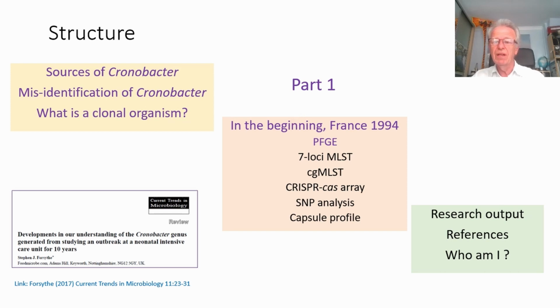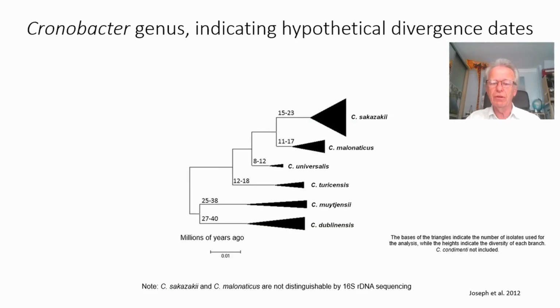So, let's kick off with what is Cronobacter. The Cronobacter genus used to be known as Enterobacter sakazakii. Enterobacter sakazakii no longer exists. It was replaced by a genus. That genus is currently recognized as being made of 7 separate species, of which Cronobacter sakazakii, which is in the news so much, is only one of 7.